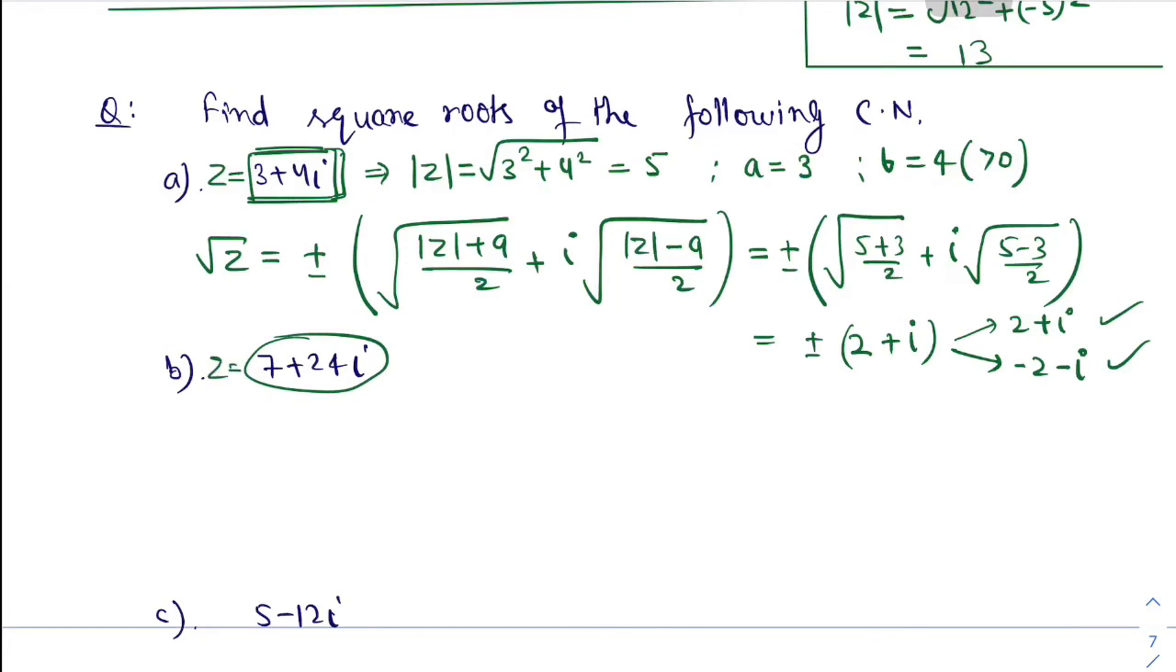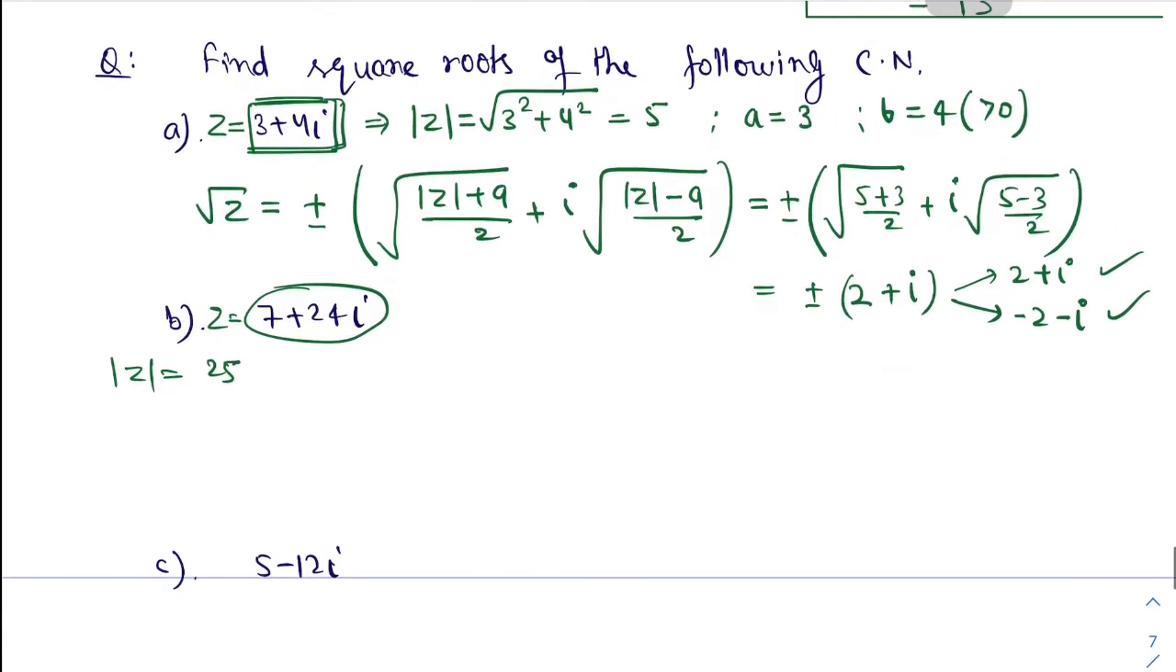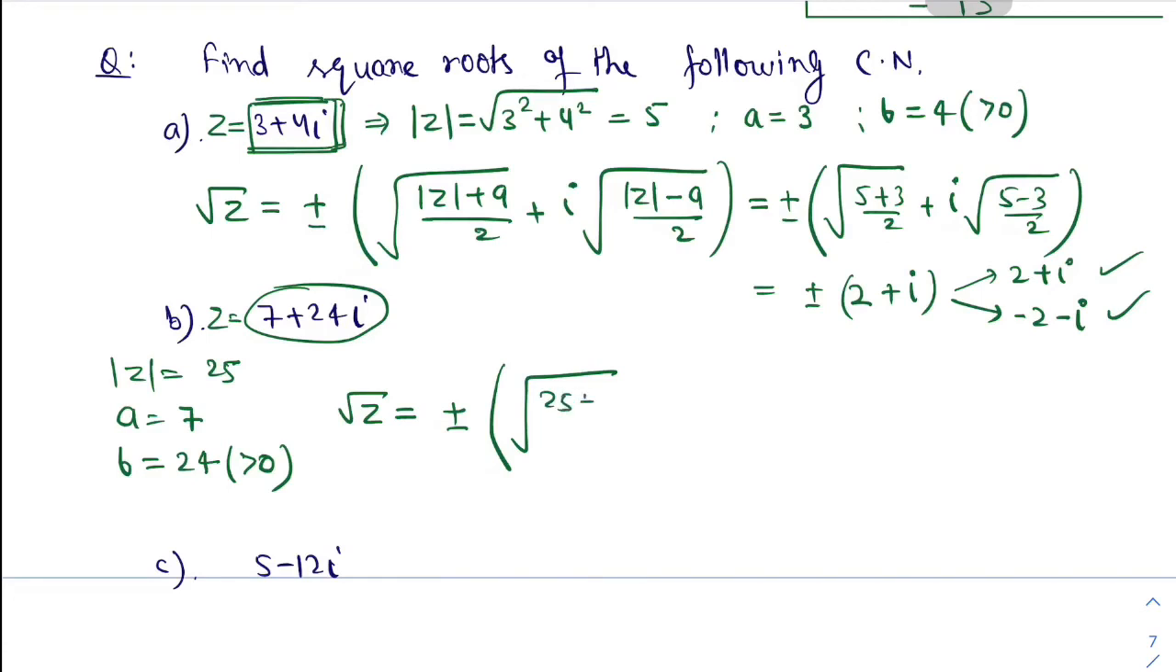Let's say z is equal to 7 plus 24i. So mod z will be root of 49 plus 576, it will be 625 root, that will be 25. Okay, what is a? That is real part, 7. What is b? That is imaginary part, 24, again positive. So square root of z will be plus minus root of mod z 25 plus real part upon 2. In the center I am going to apply positive sign because imaginary part is positive.